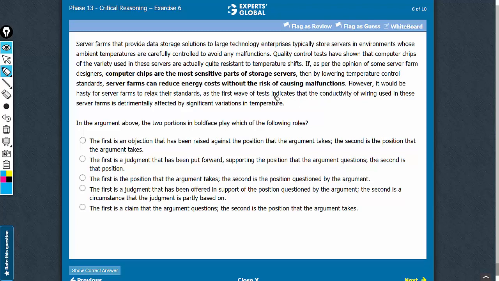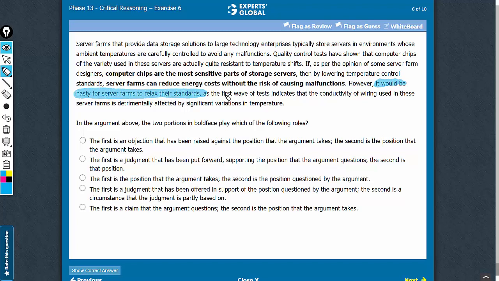It's a boldface question. Step 1 is to identify the conclusion here. What is the conclusion? You see this part suggesting that it would be hasty for server farms to relax their standards. As in, the server farms should not relax their standards. That is the conclusion here.